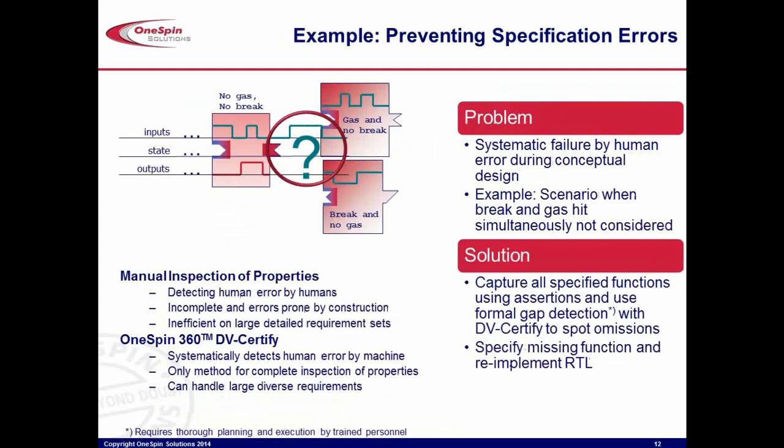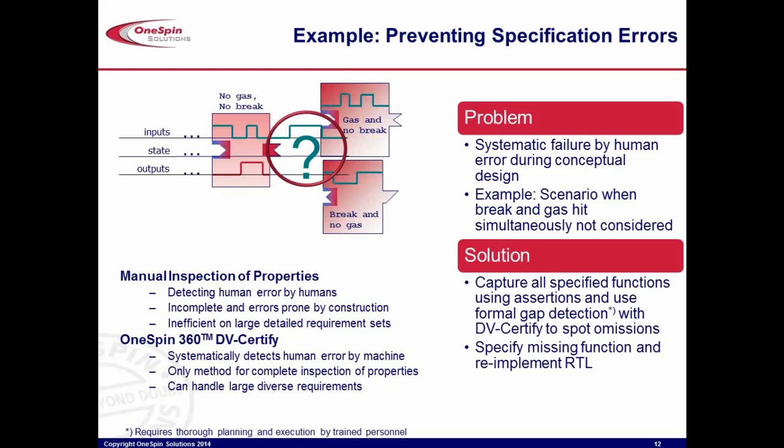Yet another different scenario. Another place where you can introduce problems is at the specification level, where you actually forget to specify something. Here's an example where maybe you specify the case where you have no gas, no brake, or you hit the gas but you are not hitting the brake pedal, or you hit the brake but not the gas. And then you say what your system needs to do.